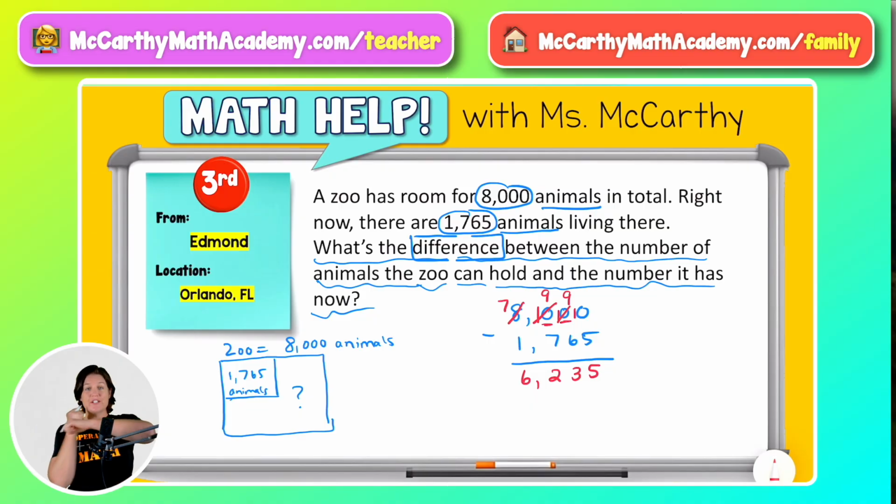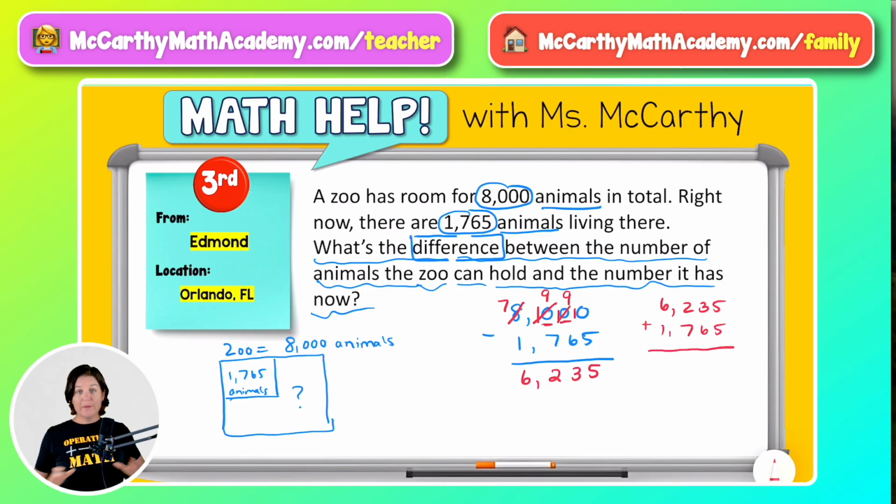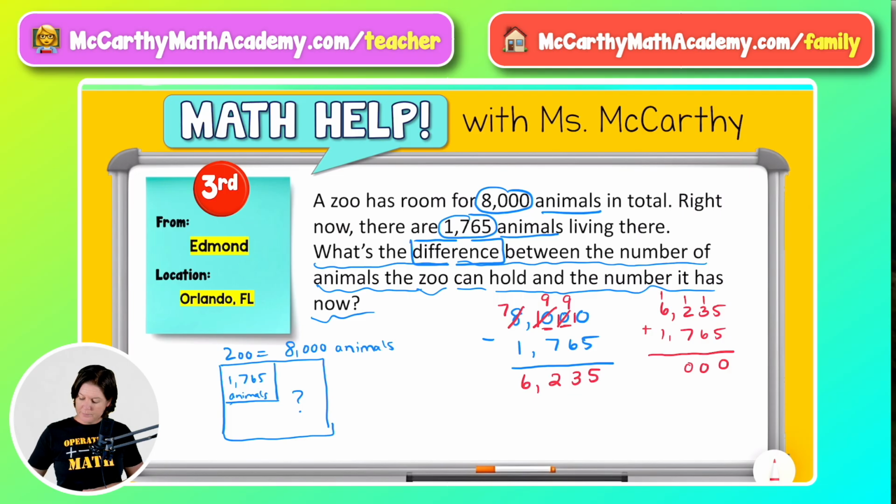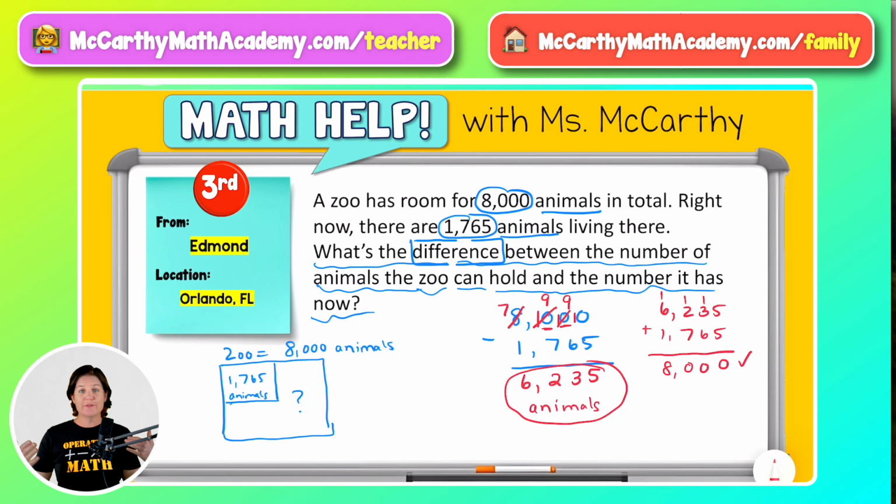And because addition and subtraction are inverse operations, we can actually use addition to check this. So I'm going to take the difference that we have and see if this checks out. I will add 1,765. So if we take all the open animal spots and add it to what's already there, will we get 8,000 animals? Let's see. Yes, we do. So we know that this checks out, making this 6,235 animals. I hope that was helpful for you, Edmund, and everybody else watching that.